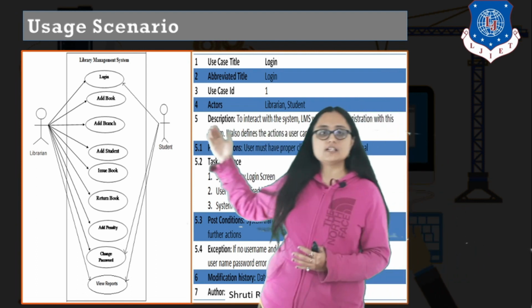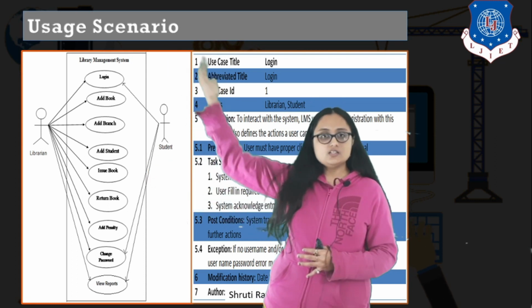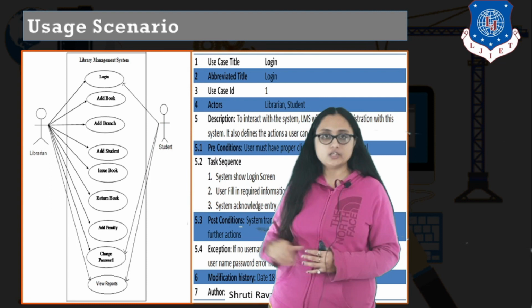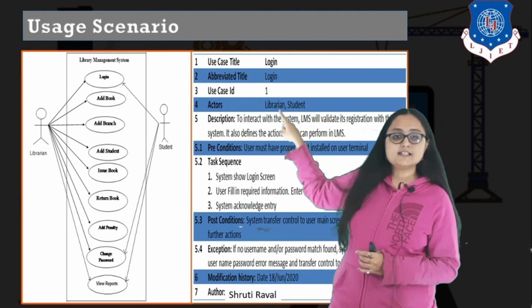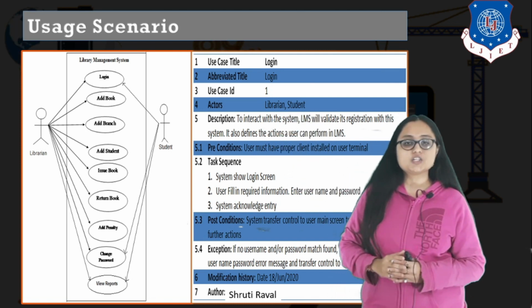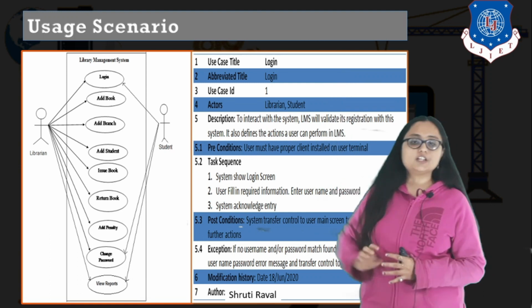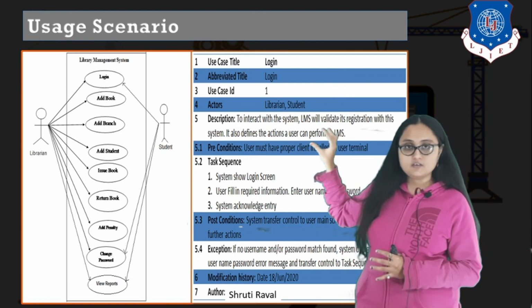Basically you are going to write the actors which are associated with this use case. In our case you can see that a student is able to log in, as well as a librarian is able to log in. So the actors involved in this particular use case are librarian and student. Then we have to write the description of what this functionality does. So we have to write a description of what login is in our system.